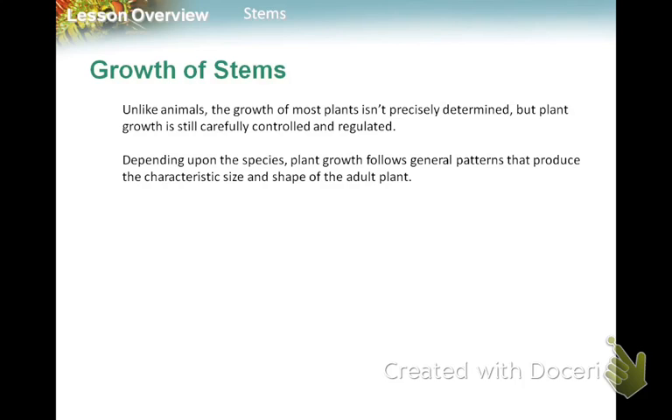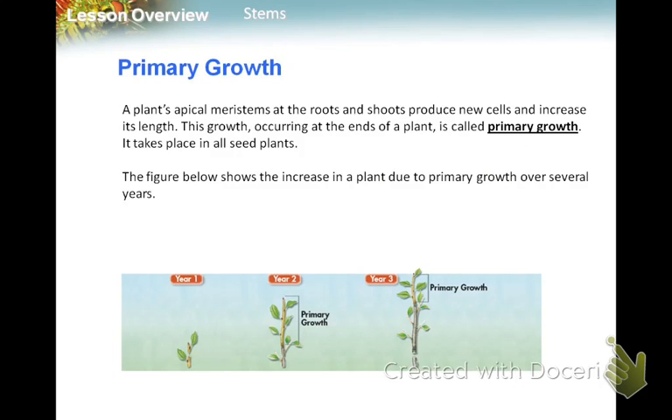Growth of stems is interesting. There are general patterns that produce the characteristic size and shape of the adult plant. So first of all, primary growth happens at the apical meristem. Produces new cells, and in this case, increased length.